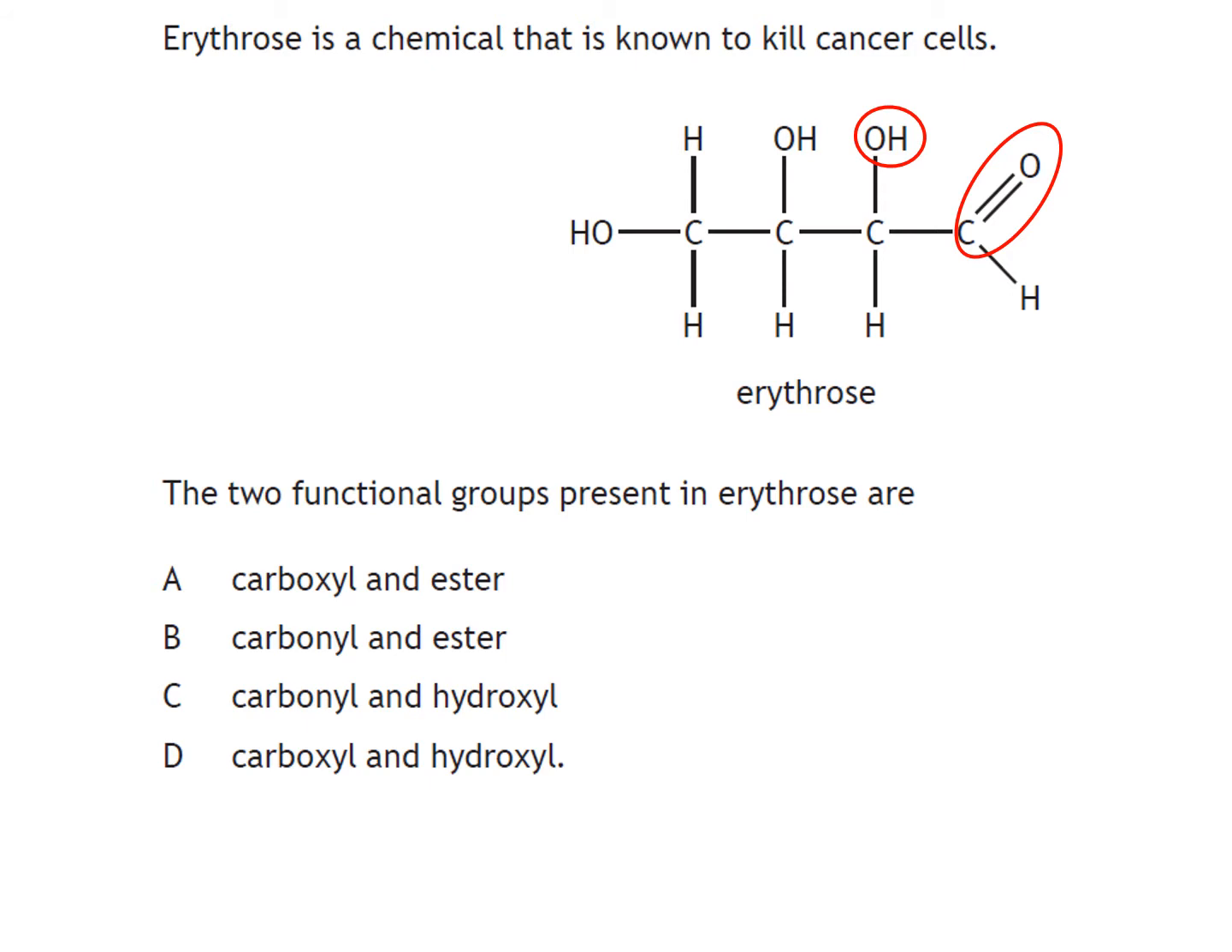So now we're looking at between C and D. Do we have a carbonyl or a carboxyl group? Well, the C double bond O is known as a carbonyl group, and if we had an OH attached to the carbon there as well, as opposed to just the hydrogen, we'd be talking about a carboxyl, but we don't. We've just got the C double bond O. So we're talking about a carbonyl group and a hydroxyl group. C is the correct answer.